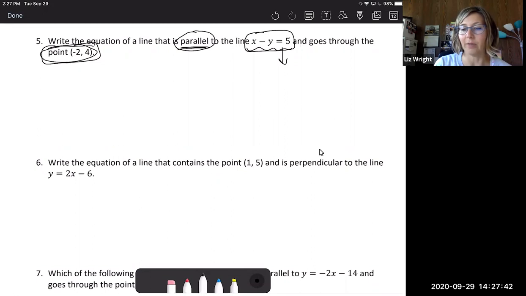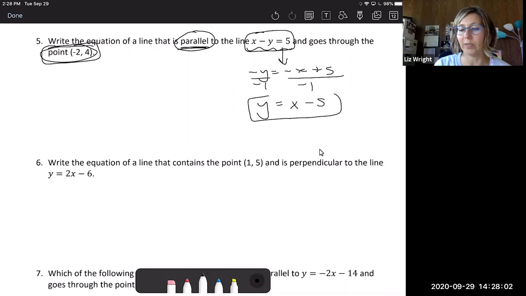And I'm going to have, I'll just say -y equals -x plus 5. And now I'm going to divide everything by a -1. And so then I'm going to get y equals x, because negative over a negative is a positive. And then a positive over a negative is going to be a negative. We're going to get this for our equation. So the slope of the line that I'm looking for is parallel to this one. Well, what's the slope here? It's 1. So my parallel slope of the line that I'm looking for is also going to be 1.